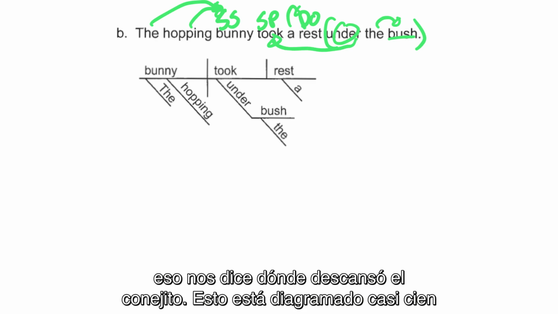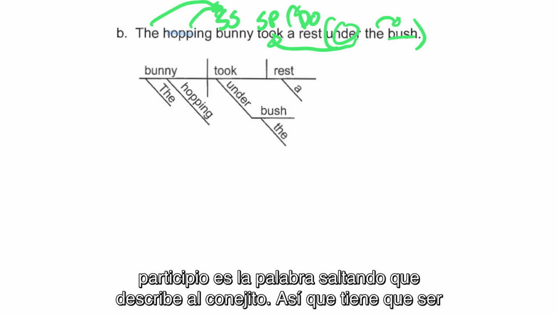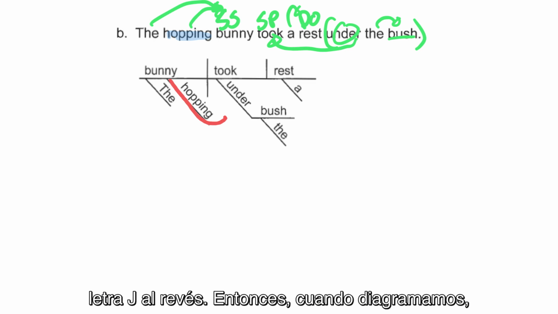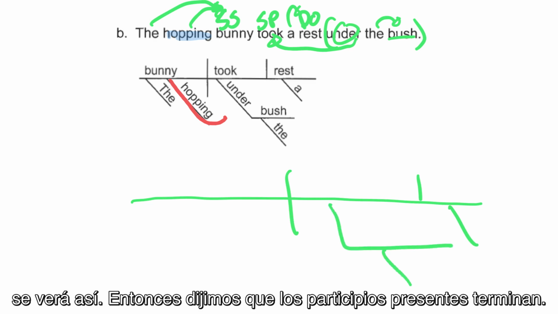This is diagrammed almost 100% correctly, but we do have a present participle. That present participle is the word hopping, describing bunny. So it needs to be written, or diagrammed rather, on a curved line, just like this. Kind of looks like a backwards letter J. So when we diagram, it's going to look something like this.